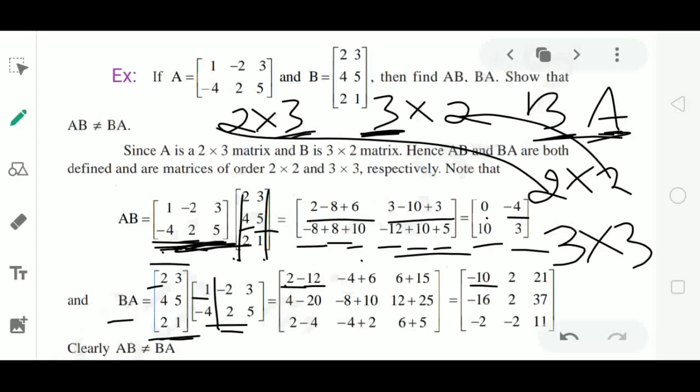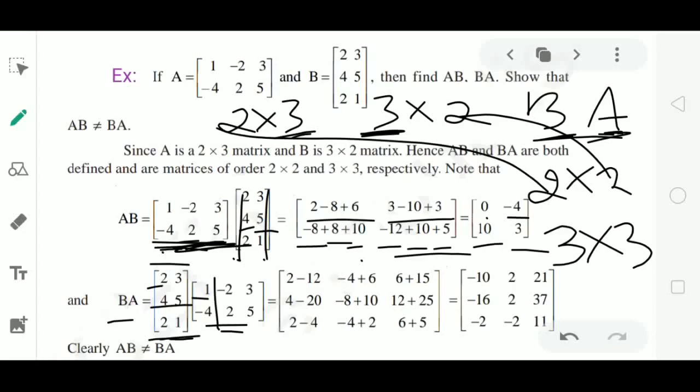Next, multiply the first row with the second column. 2 into minus 2, 3 into plus 2, that is minus 4 plus 6, which is equal to 2. Next, first row, third column. 2 into 3, 6, plus 3 into 5, 15. 6 plus 15 is 21. Once we are completed with the product of the first row with all columns of the second matrix, we consider the second row.